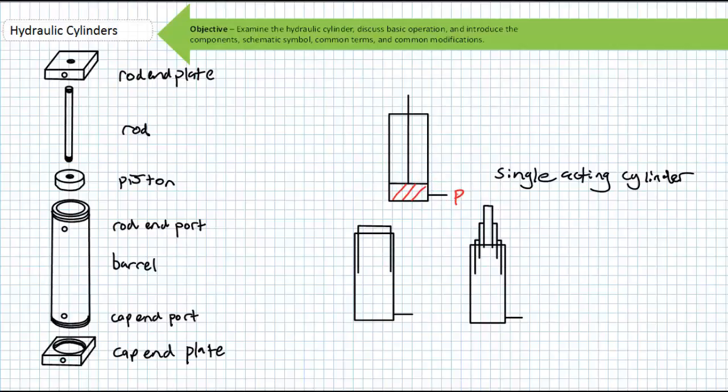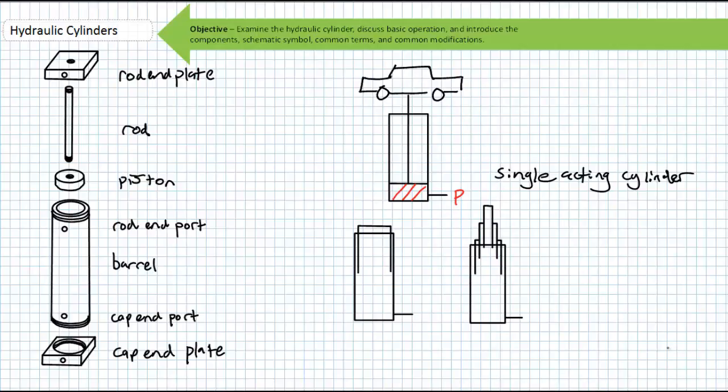When pressurized flow enters the cap end port on this single-acting cylinder, it can only extend. The obvious question is, how does it retract once I've extended it? Do you have to go buy a new one every single time? No. A single-acting cylinder can still retract passively because they're used in situations where the outside environment provides the force necessary for retraction. An example of a single-acting cylinder would be that chintzy little jack that came with your car.